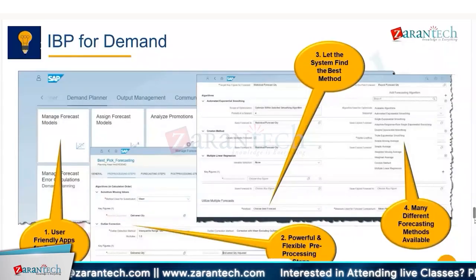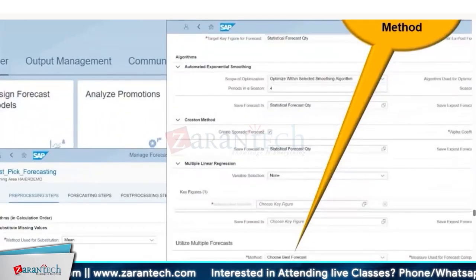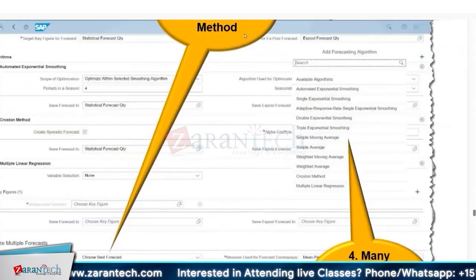I don't know if you're able to see this. I will try to maximize this a little bit. Is it visible now? This one? Yeah, it is. The forecasting algorithms.